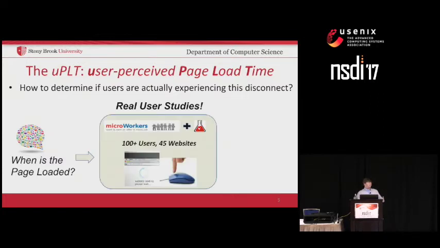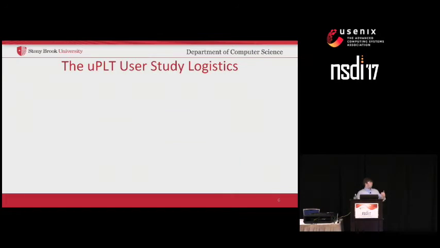We turn to crowdsourced mediums as well as in-lab studies. We feature over 100 users and over 45 websites, representatively sampled from the Alexa Top 10K. We ask these users, as the site is loading, when do you believe the site is loaded? They give their responses via a mouse click or a keyboard input. Finally, we formally define the uPLT as the median of these user study responses over 100 users. So now some specifics about the data itself.